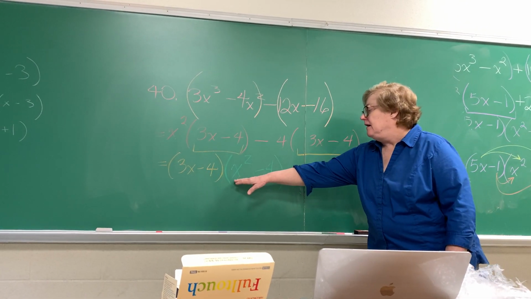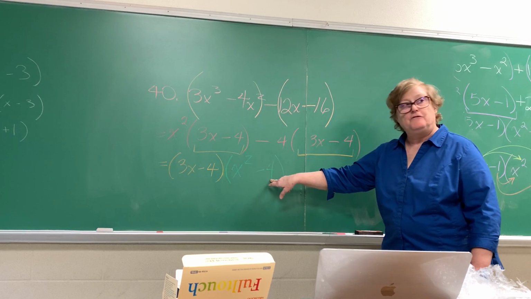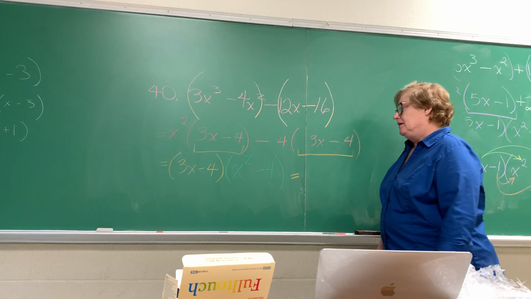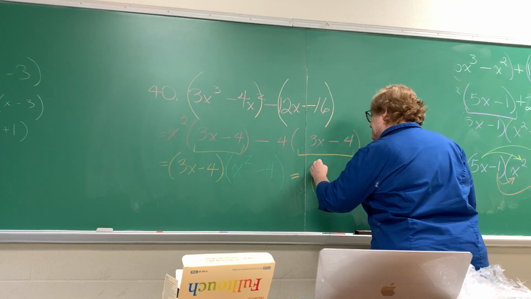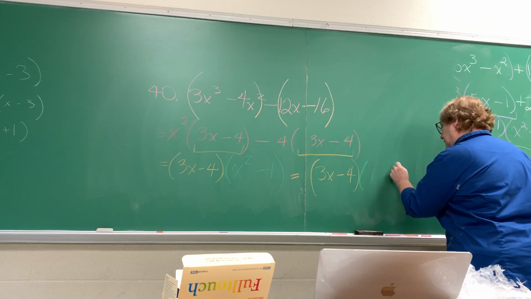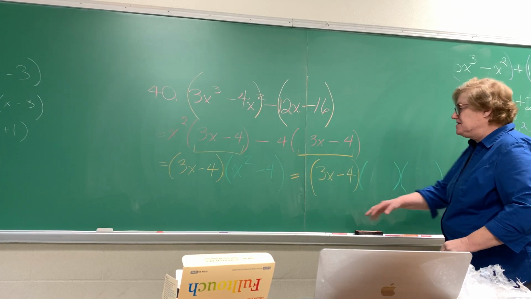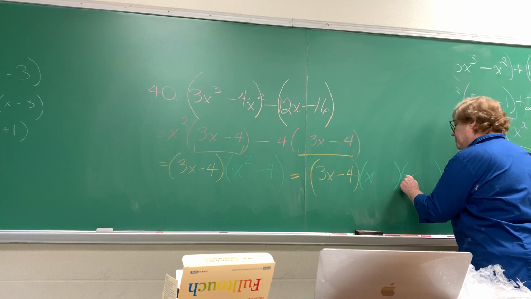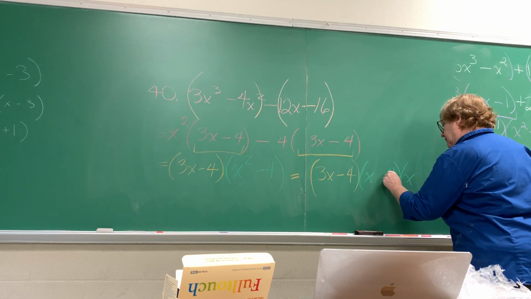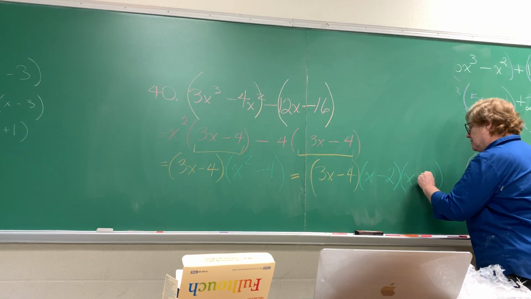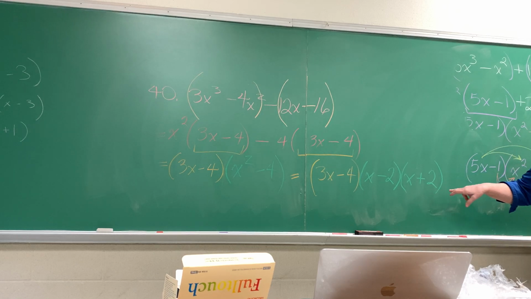Can we factor x squared minus 4? Yes, why? Correct, it's a perfect square. So let's put this 3x minus 4 down. What is the square root of x squared? Good. What is the square root of 4? What do I put in between here? Negative or positive. Does it matter if I put the positive first and the negative second, or the negative first and the positive second? That's right, it does not matter.